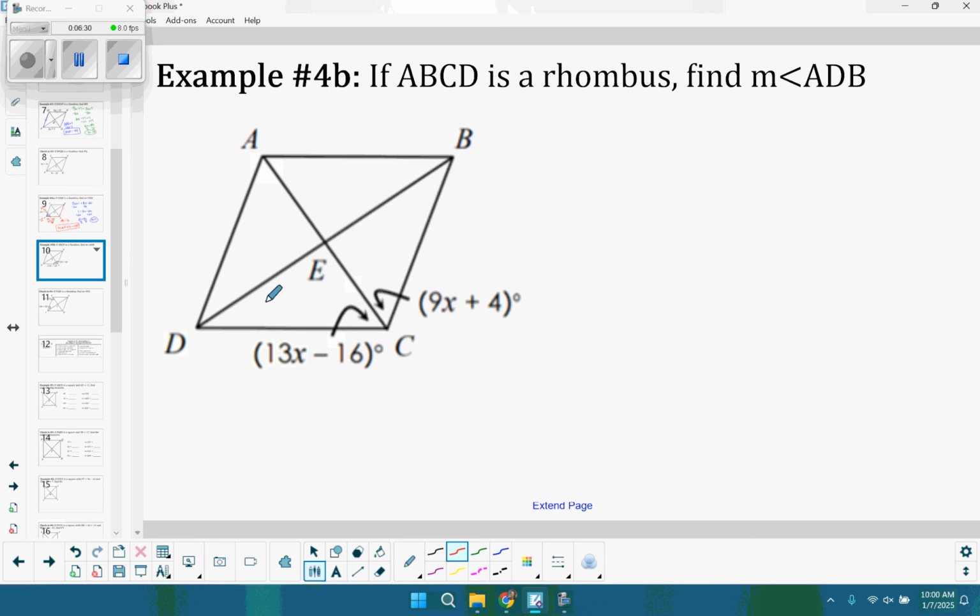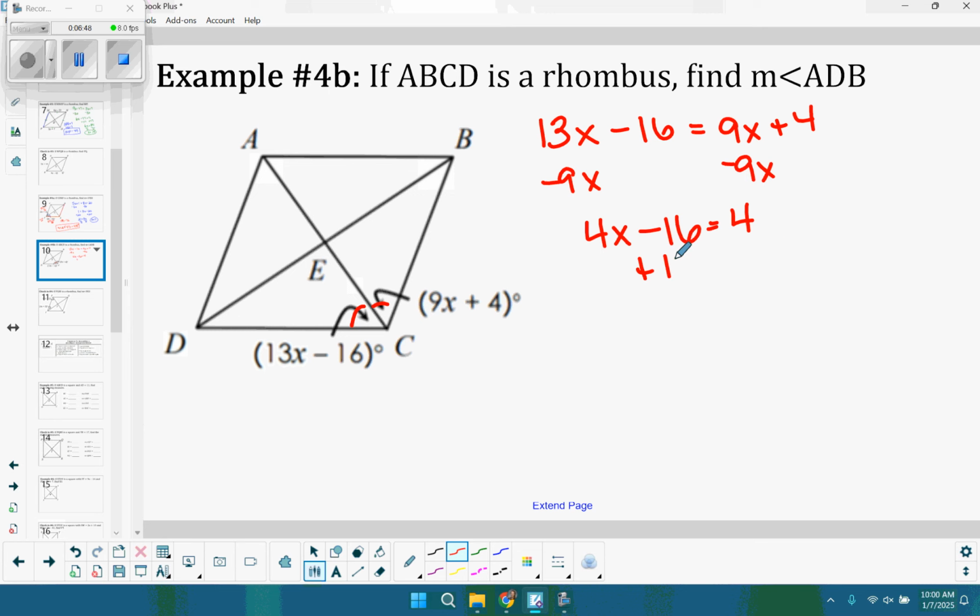Another example, we know it's a rhombus. We again know these two angles would be congruent because the corner angle was bisected. So we know 13x minus 16 is equal to 9x plus 4. Let's get rid of our 9x. So 4x minus 16 equals 4. Let's add our 16. So 4x equals 20. And divide by 4, so x is 5.